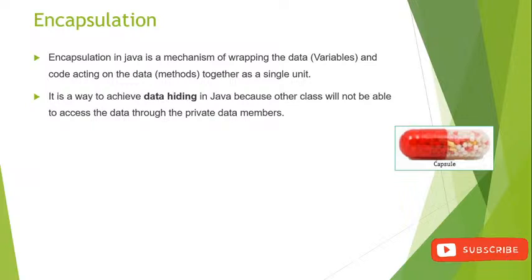What happens if we make a private field? We can use that variable in this class only. If we use the private access modifier with the variable, we can use that variable within the class, means within that class only. We cannot use that variable in another class.